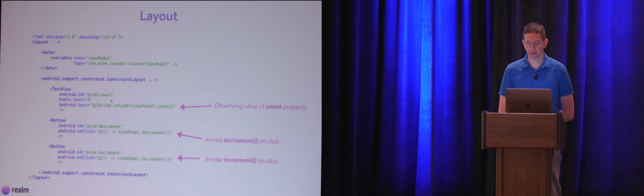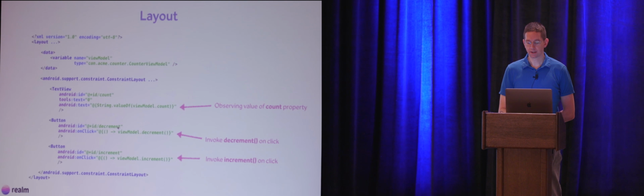In the case of the counter, it's just a label that's bound to this view model's count property. And anytime that changes, it's going to reevaluate this expression and update the value of that text view. Now I'm doing this String.valueOf because since count is an int, text, if it finds an int, will think it's some sort of resource instead of a literal string.